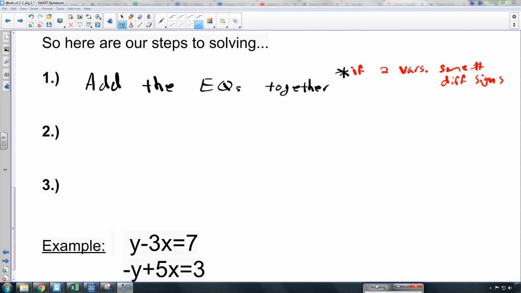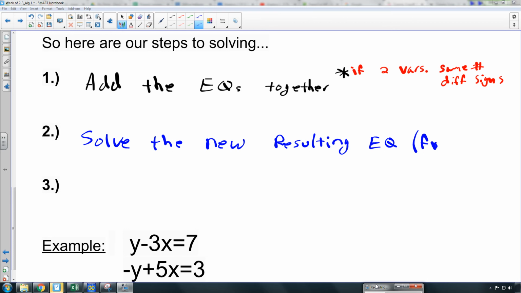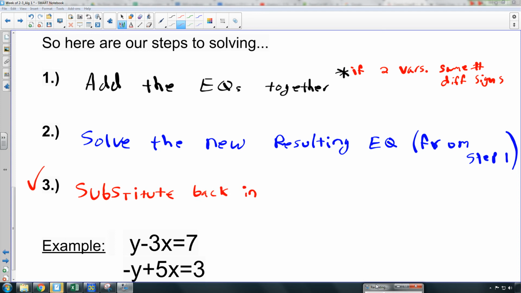Step 2 is you're going to solve the new, I like to say resulting, equation from step 1, right? Once you do step 1, you're going to have another equation. So I say solve the new resulting equation from step 1. And then the third step is substitute back in to find the other variable. This is something you've already been doing, so I'm going to put a check mark here. Substitute back in to either equation, really.